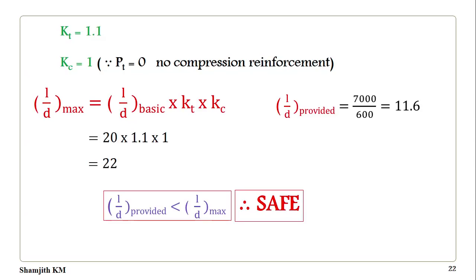Now we need to check the value of L by d provided. The effective length is 7000 mm and the effective depth is 600 mm. The ratio is 11.6. So surely we can say that 11.6 is less than 22, or L by d provided is less than L by d maximum. So the structure is safe.